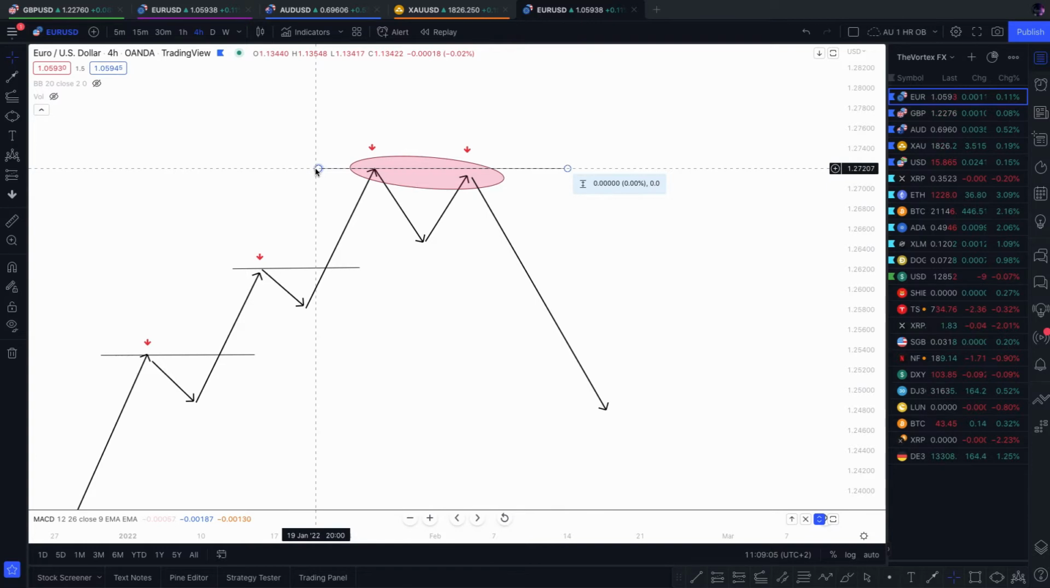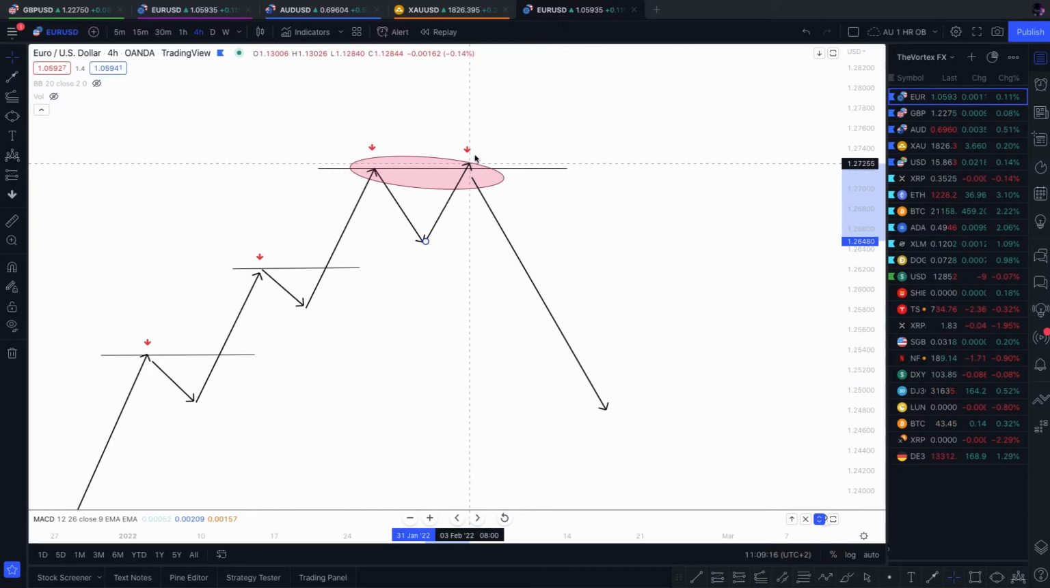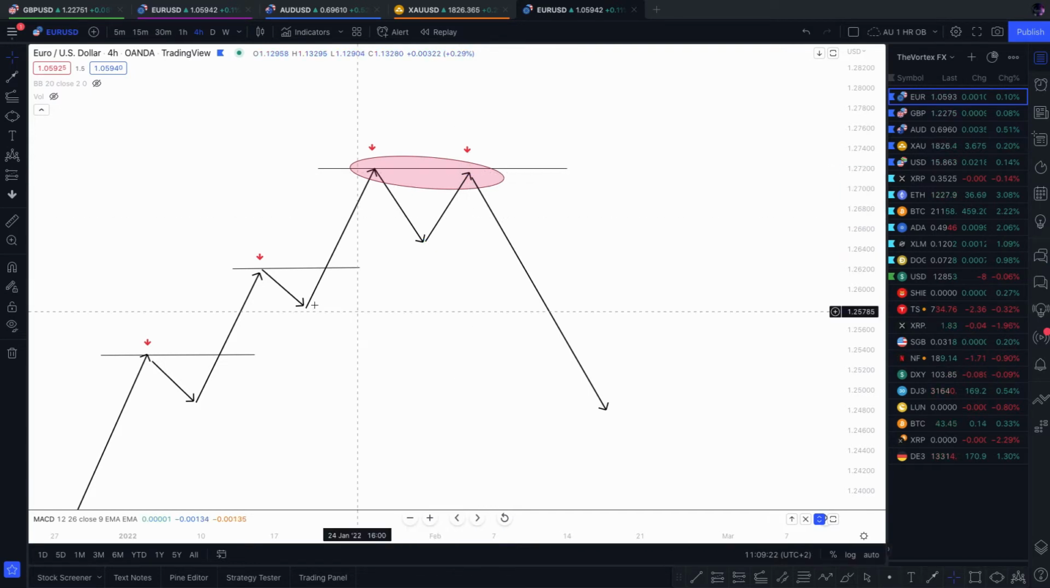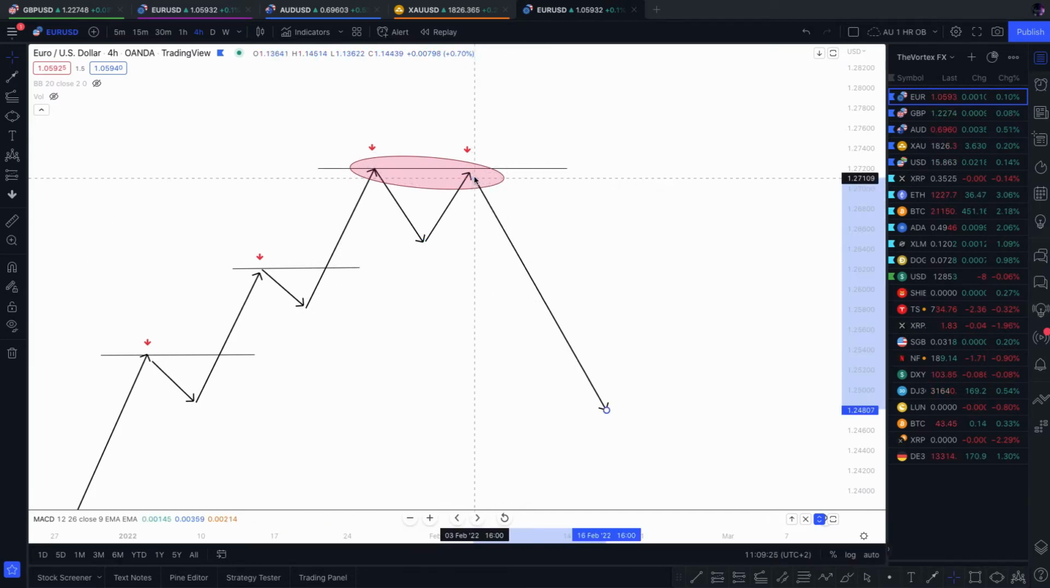This is resistance because price could not break past it. We have sellers at the top selling from this price point, and the bulls did not have what it takes to push this price up further. They couldn't do it. So what happens? We get a pattern forming that looks like this, which is the double top pattern. So this is clearly resistance.